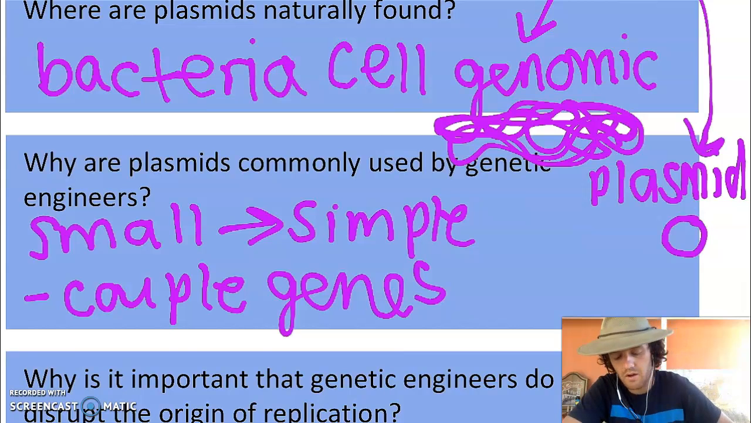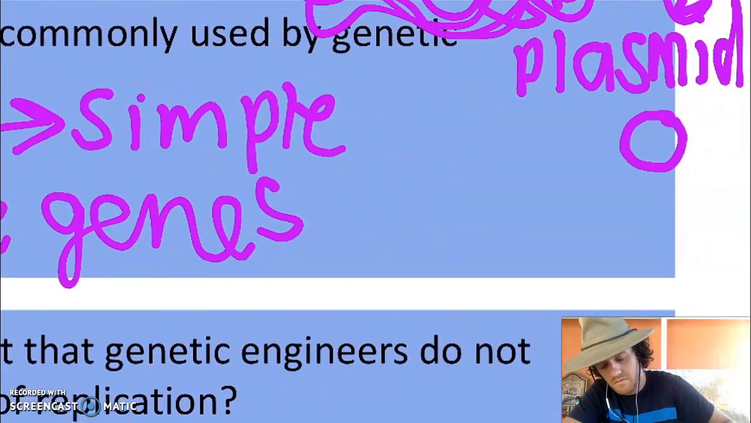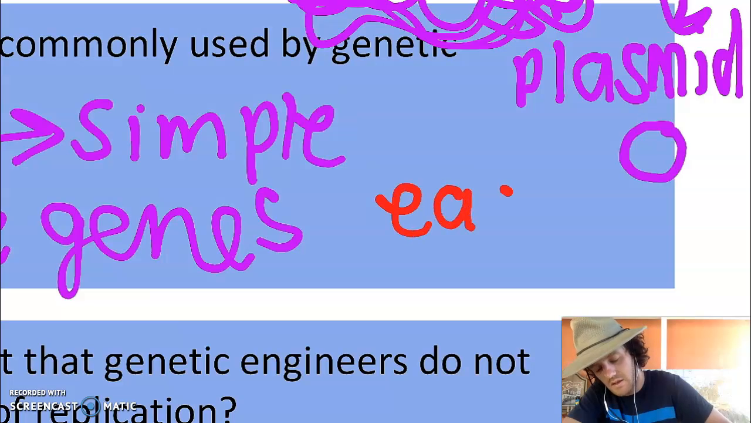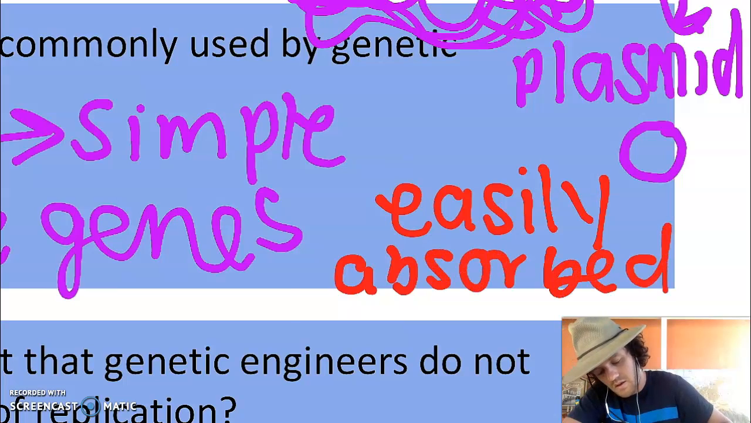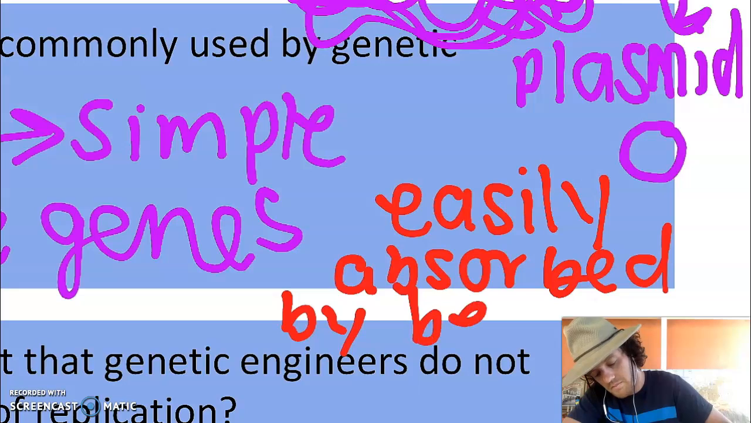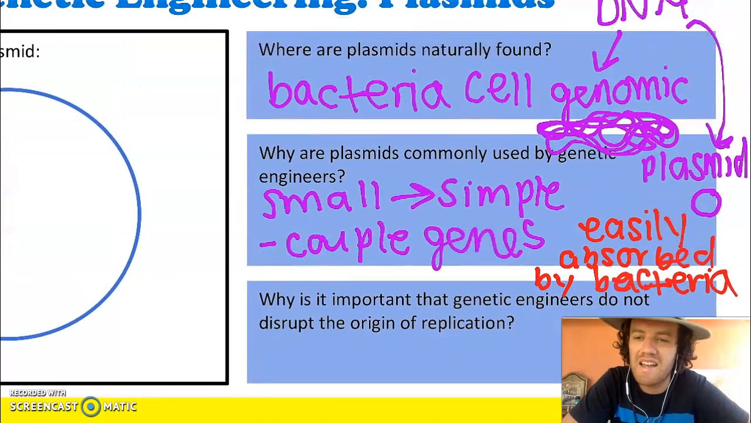Another important factor about a plasmid is that they are easily absorbed by bacteria. So bacteria are able to absorb those plasmids, and you will see why that matters when we go over the genetic engineering procedure. This last question we're actually going to answer at the end of this activity.